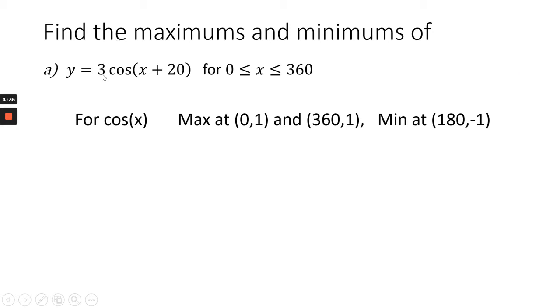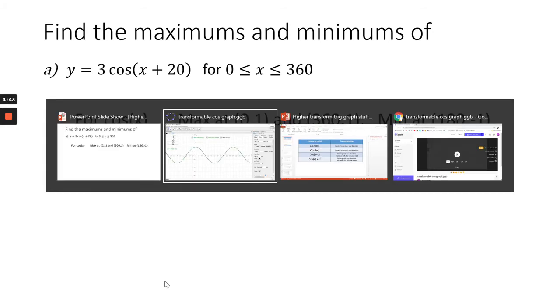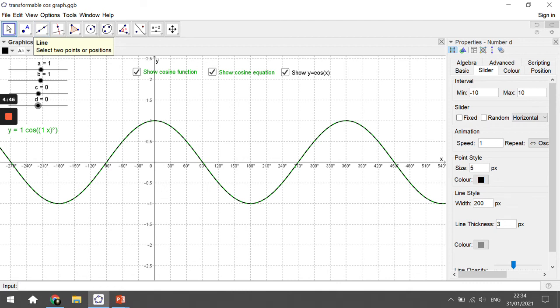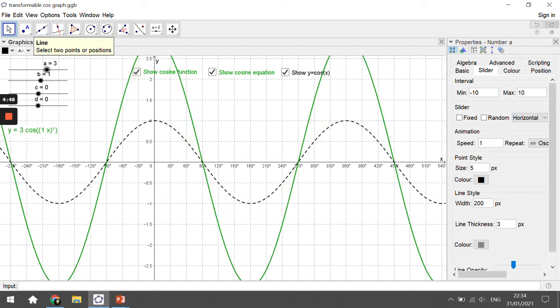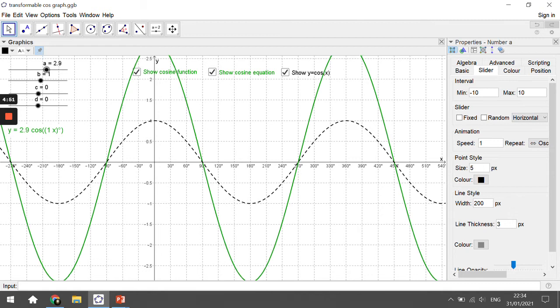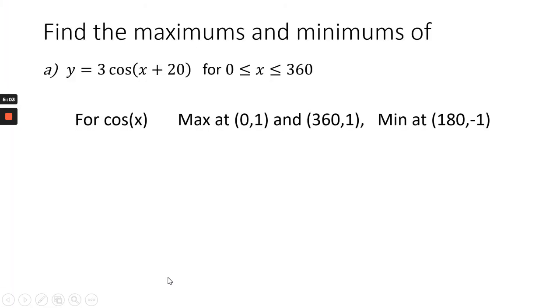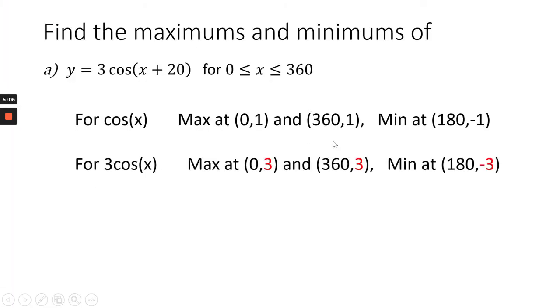Now what happens if I put a 3 out the front? So I've now got 3 cos of x. I'm not worrying about the plus 20 yet, but if I do 3 cos x, that's changing the number out the front to be a 3. So remember, that's stretching it in the y direction. So now my maximums are at 0, 3, 363, and 180, minus 3. So that's what happens if I put a 3 out the front. I'm stretching each of my y values out by 3.